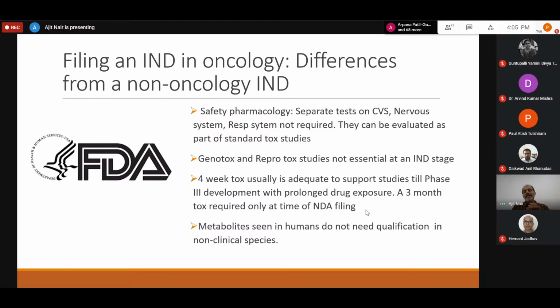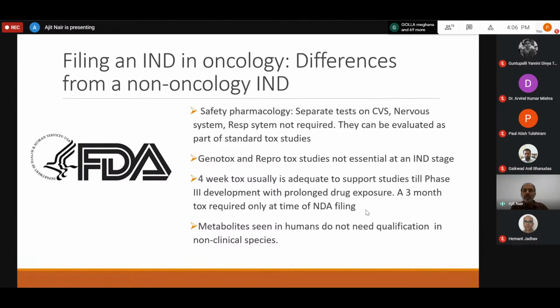study, right? And these are some of the differences which you see primarily from an oncology product versus a non-oncology product. There's something called safety pharmacology, which is part of the package which goes in the non-clinical sections of the IND. Safety pharmacology is nothing but testing which is done in an animal species to understand the effect of the drug on the cardiovascular system, the nervous system, and the respiratory system. Now, these tests are required as part of your standard tox studies for a non-oncology product, but they are not required or are waived off for an oncology indication.